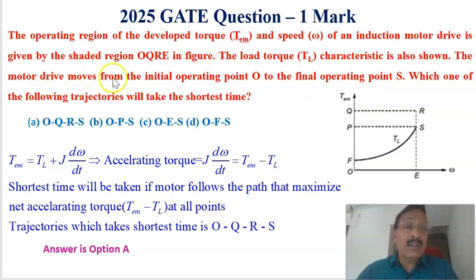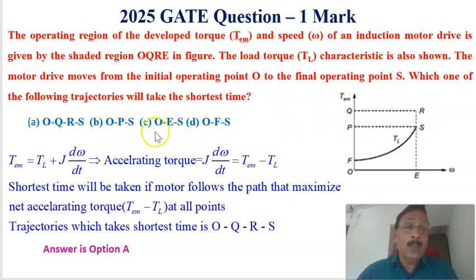And the motor drive moves from the initial operating point O to the final operating point S. This is the steady state operating point at the final point. Which one of the following trajectories will take the shortest time? The options are A, OQRS. OQRS. This is the final steady state point.